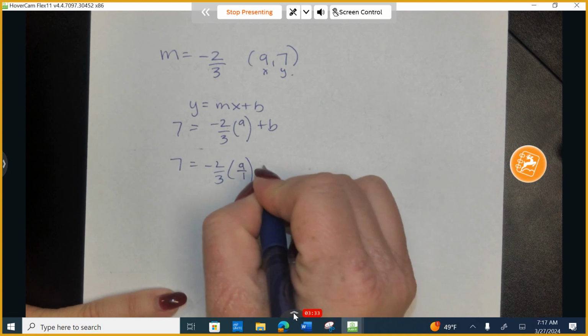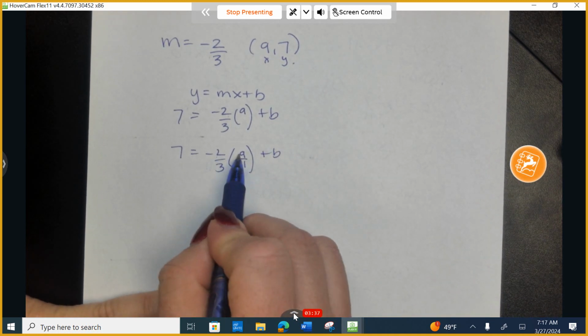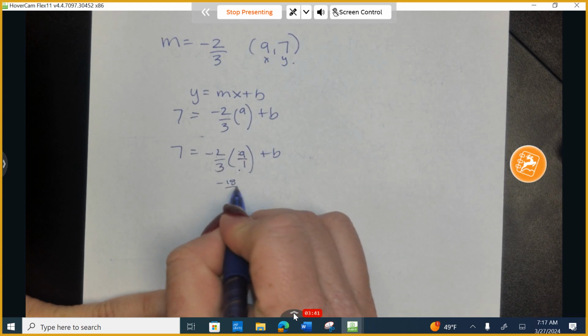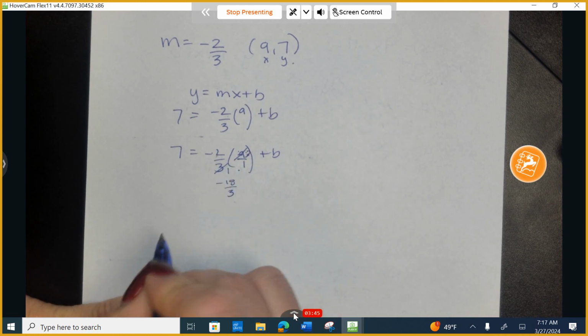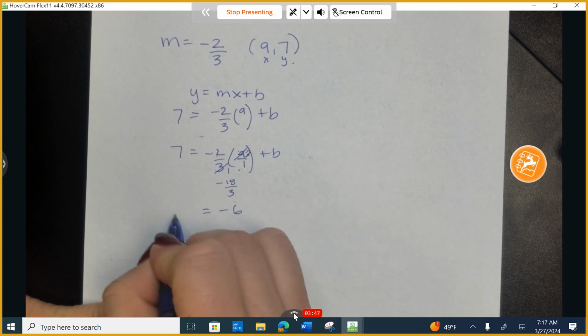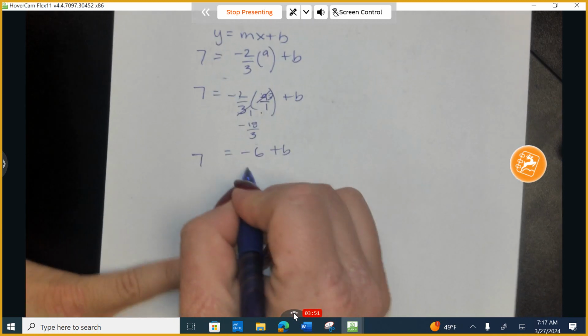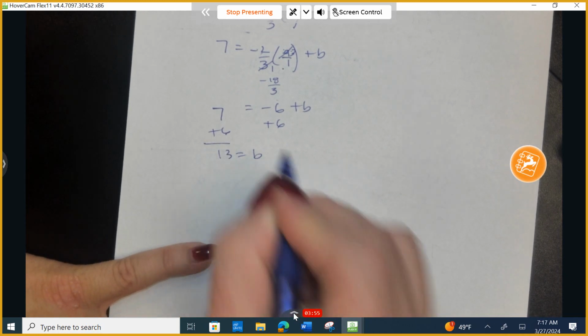All right, it really is like 9 over 1. You can always put 1 on the bottom of any value. So this is negative 18 over 3, or you could just reduce right away, and we'd end up with negative 6 over 1. Either way, when it reduces, we have negative 6. 7 equals negative 6 plus b. I want to isolate the b by adding 6 to the opposite side, and b equals 13.